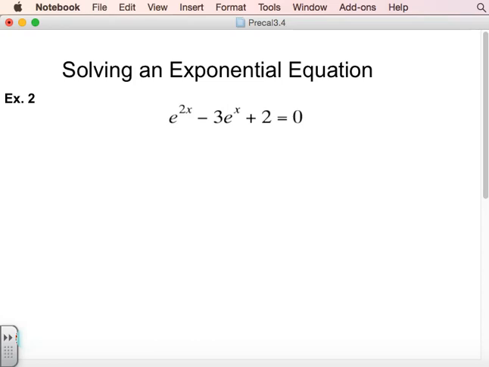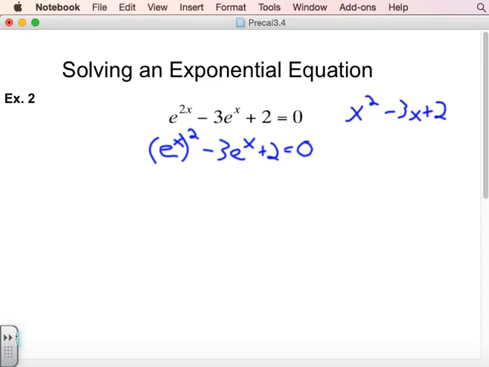So still exponential, but this one is in the form of, kind of, a quadratic. So you can think of this as really being e to the 2x minus 3 times e to the x plus 2 equals 0. Because if I raise e to the x to the second, it makes it 2x, right? An exponent raised to an exponent, you multiply them, and it gives you the 2x. So when I look at it like this, e to the x is really like my x. I've got something squared minus 3 times that something plus 2. So it's almost like x squared minus 3x plus 2. It's kind of the way I'm going to treat it.